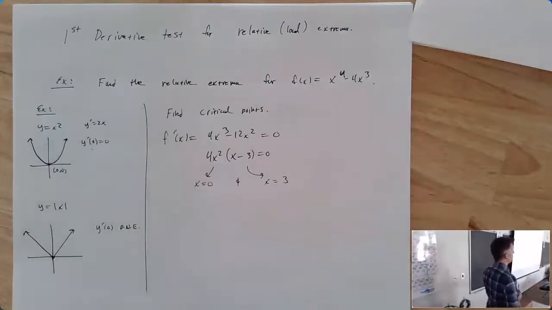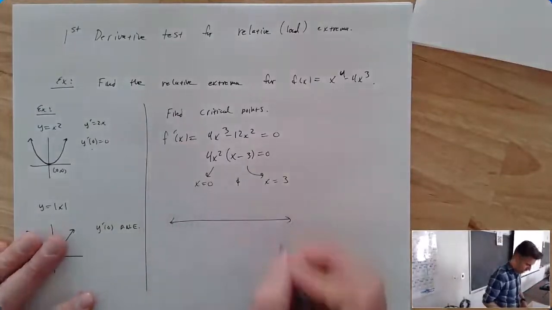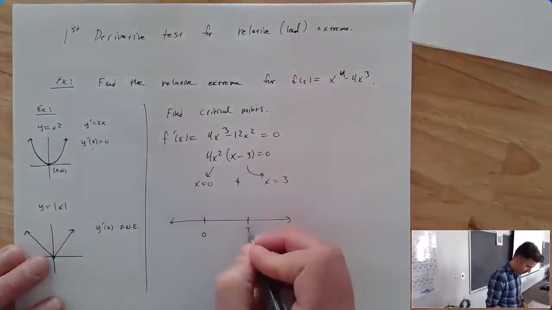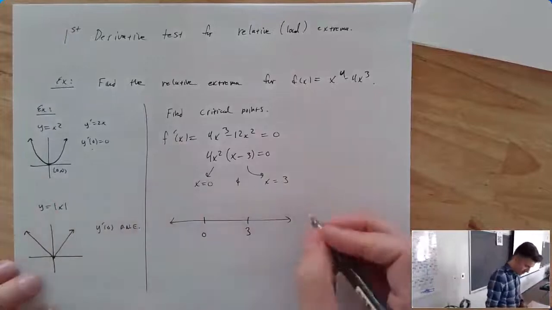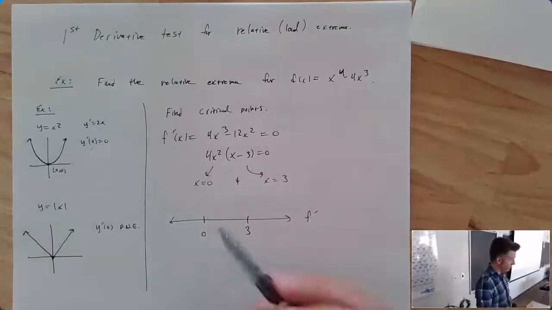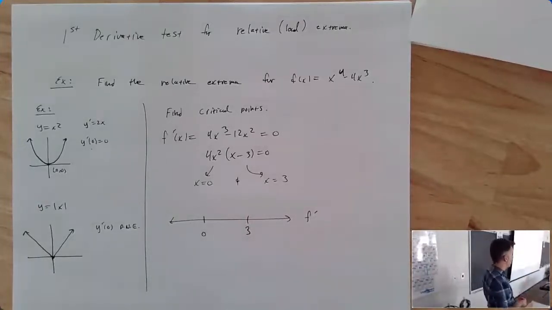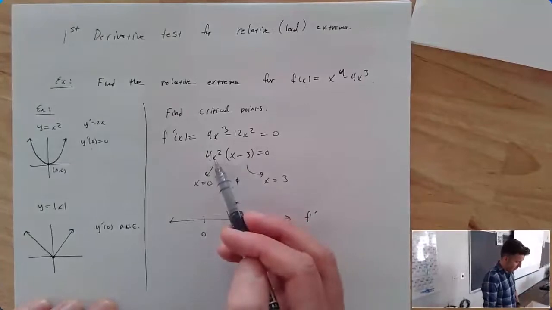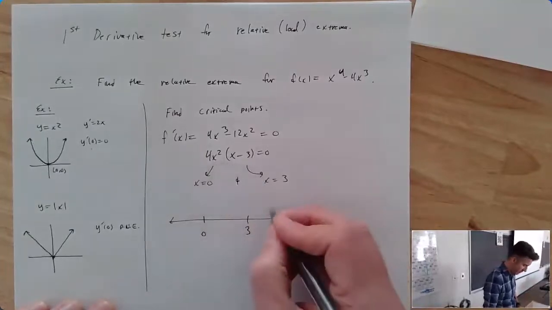To check if it's a relative maximum, a relative minimum, or neither, we use the number line for the first derivative. So I'm going to draw my number line, and on it I'm going to put my critical points, 0 and 3 and nothing else. Then I ask myself, in each of these 3 intervals, is my derivative positive or negative? This is why we like to factor, because it makes it easier to determine if the derivative is positive or negative. If I pick a number larger than 3, like 4, and plug it in, 4 squared is positive, 4 minus 3 is positive, so the whole thing is positive.